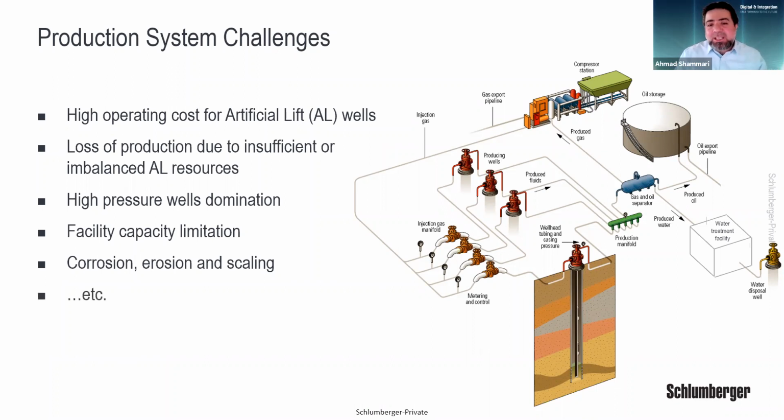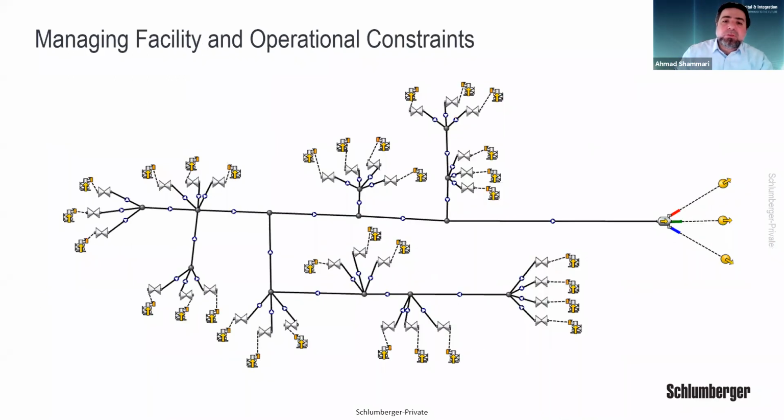Okay, so as you can see here, there are a lot of challenges in any production system. Now we're not talking about the individual wells. We're talking about the whole system, the whole production network. So that's why you will need to manage your facilities, your field, with constraints. Constraints are limitations, conditions that you need your network to be produced with, and at the same time, you need to maximize your hydrocarbon production, right?